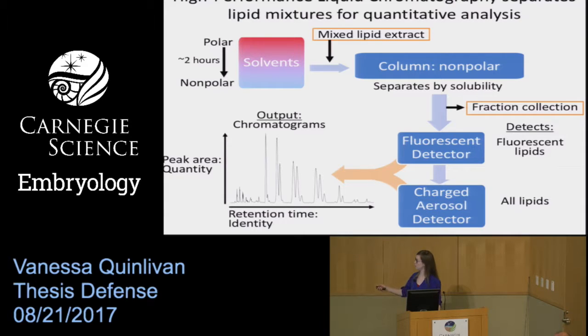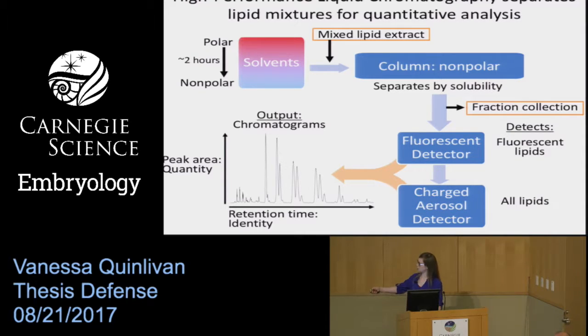So we have two detectors. We have a fluorescent detector that will pick up the fluorescent lipids that are being synthesized from the fluorescent fatty acids we give to the larval zebrafish. And then we have a charged aerosol detector, which is going to pick up all of the lipids. I want to point out, this isn't a lipid detector. It's basically an everything detector. So it's going to pick up everything that's coming off of the column from our samples.